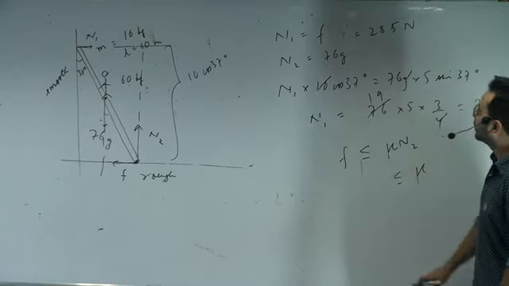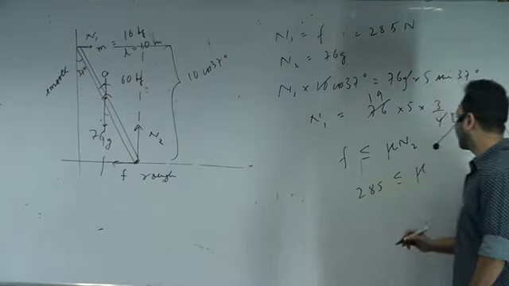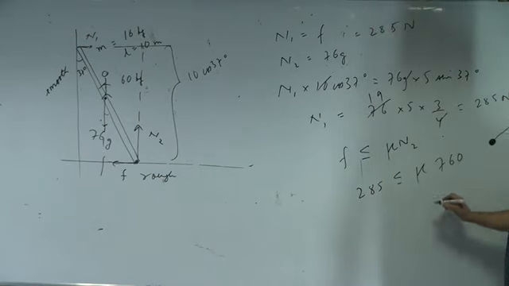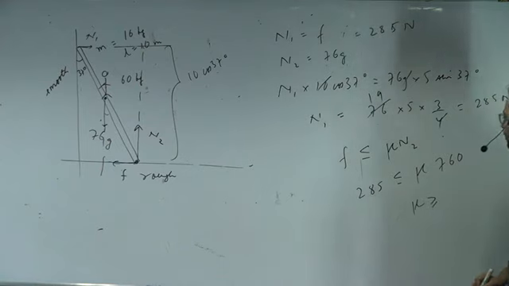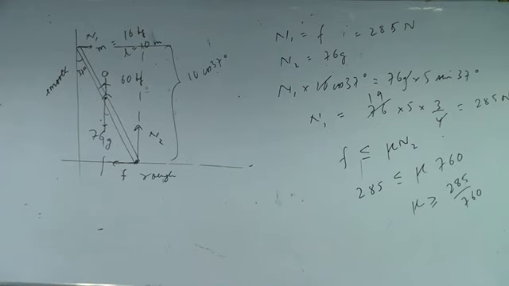Where is friction? 285. 285 should be less than or equal to mu N2, which is 760. So mu should be greater than or equal to 285 upon 760. Okay, now whatever this comes out to be. Correct. Is that clear? Any problem? Chalo, next question.